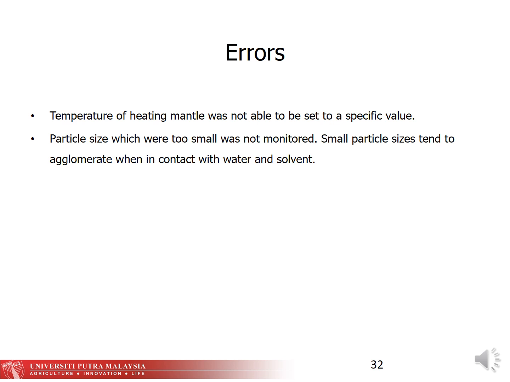Some errors may have occurred during the extraction and quantification process. Firstly, the temperature controller of the Soxhlet extractor heating mantle is not able to be set to a specific value. This causes the controller to be set above the solvent boiling point value, thus causing a degradation to the extraction process which affects the sample particle size analysis. Besides that, extraction of particle size which are very small should be monitored as smaller particle size tend to agglomerate when in contact with water or solvents. Agglomeration clumps up the small particles of pandan and suji leaves together, which in turn reduces the ability of the solvent to come into contact with them. Hence, the extraction yield of the desired pigments decreases.